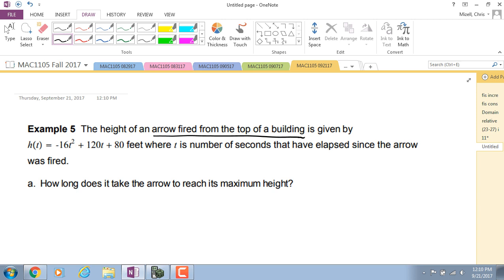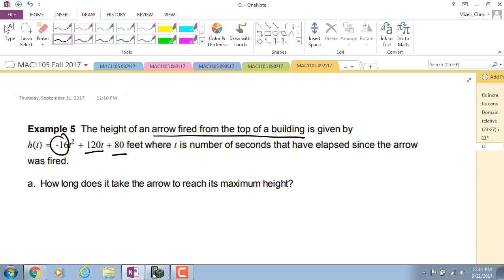So it's fired. The initial height, not a really tall building, but still there are probably people around, and who knows what harm could come to them. So the initial height is 80 feet above the ground. The initial upward velocity of the arrow is 120 feet per second. And this negative 16 has to do with, is not exactly equal to, but has to do with the acceleration due to gravity near the surface of the Earth. But we don't have to know any of that.